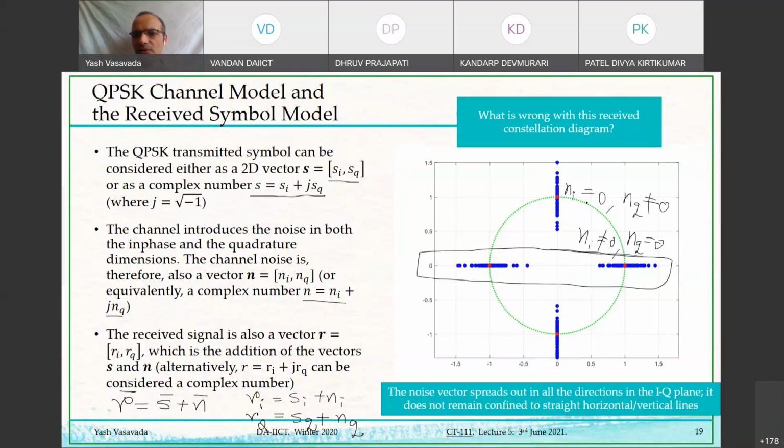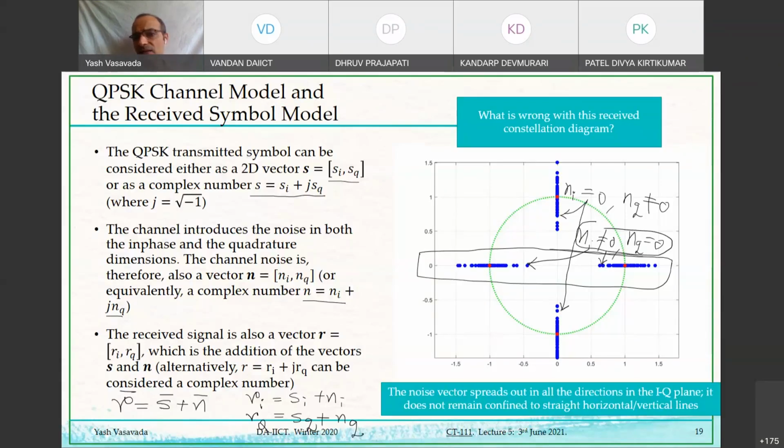Right, so this applies to all of these points, whereas this here applies to these points. But as several students have mentioned, the real world noise is not like that. The in-phase noise doesn't care what the quadrature is, and vice versa. So they both occur independent of each other.